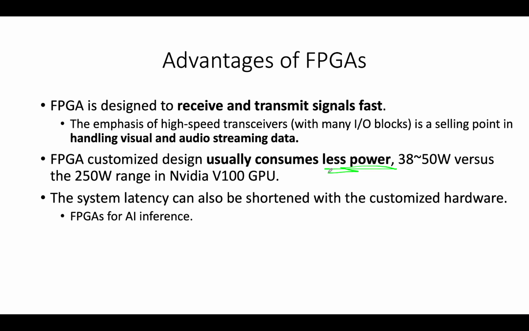Another potential selling point is that the system latency of an FPGA can also be shortened with customized hardware. So we can optimize for short latency, that is, the time it takes for our data to get out on the network. FPGAs are also used for AI inference where there is a need for very low latency and the GPU might not have such a low latency as FPGA. So these 3 points are the advantages of FPGA.